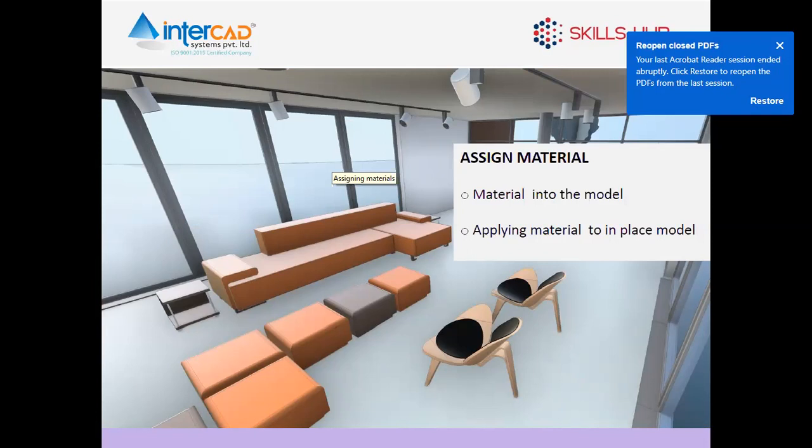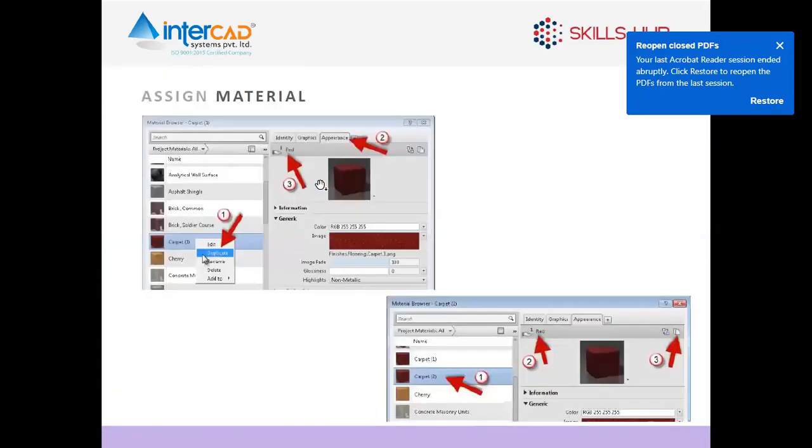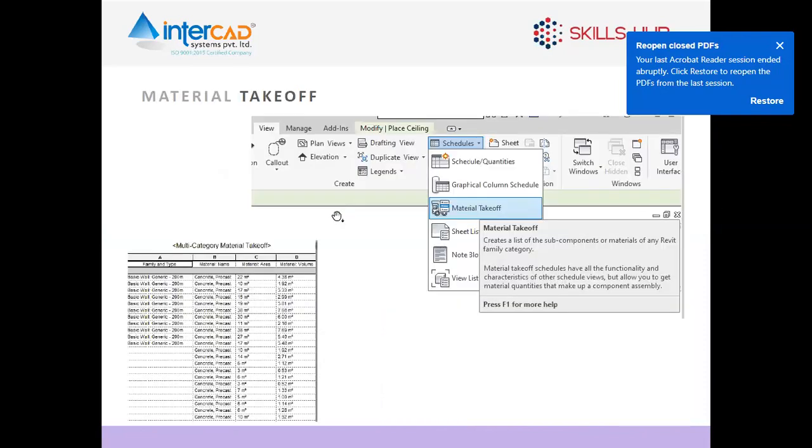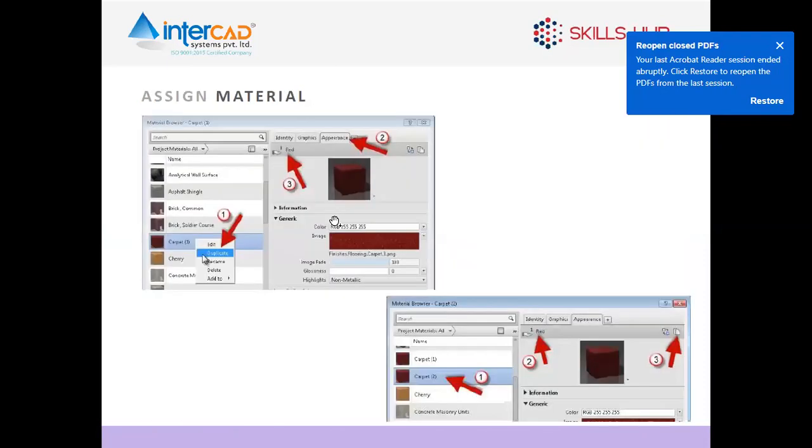Okay, I will explain both ways: how to apply the material in place models and how to apply the material in the normal models like walls, floors and roofs, etc. Or maybe in the doors and windows also. For assigning material, we have to take the material from the material library. I will show you how to create that, how to open it and how to add the materials.